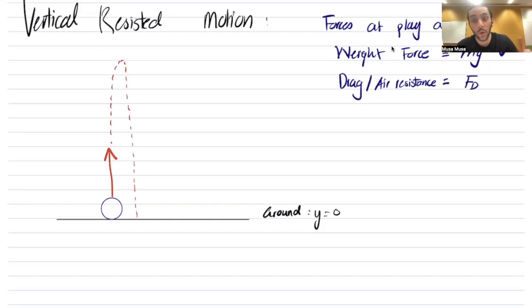Now, it doesn't always act down and it doesn't always act up. The way drag works is the force always opposes the direction of motion.